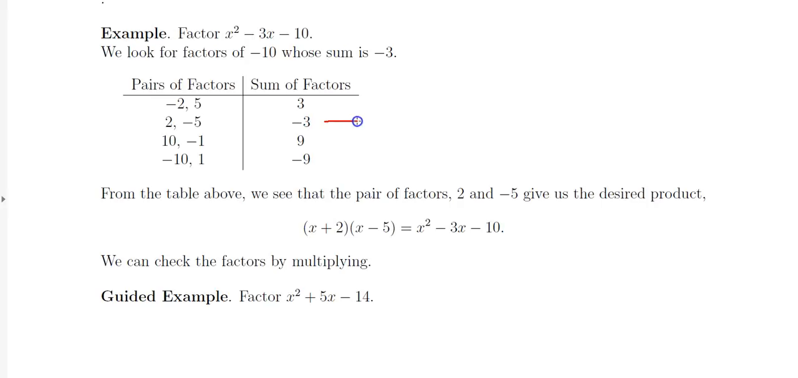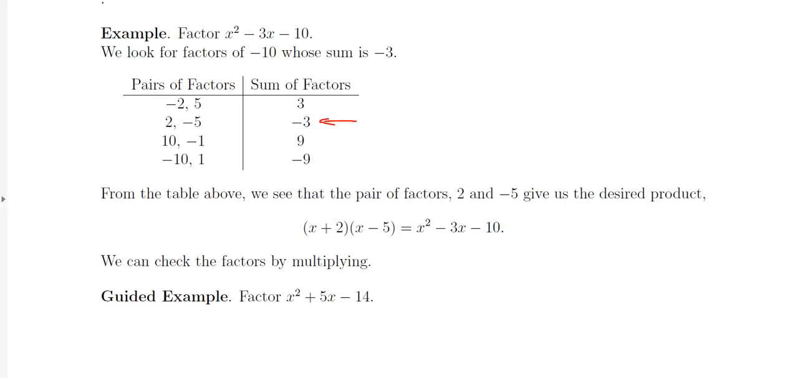So I want to look at this combination of factors. If we take x plus 2 times x minus 5, from our outers and inners, I'll have negative 5x plus 2x, which is negative 3x, and 2 times negative 5 is negative 10. So when we multiply this back, we do get x squared minus 3x minus 10.